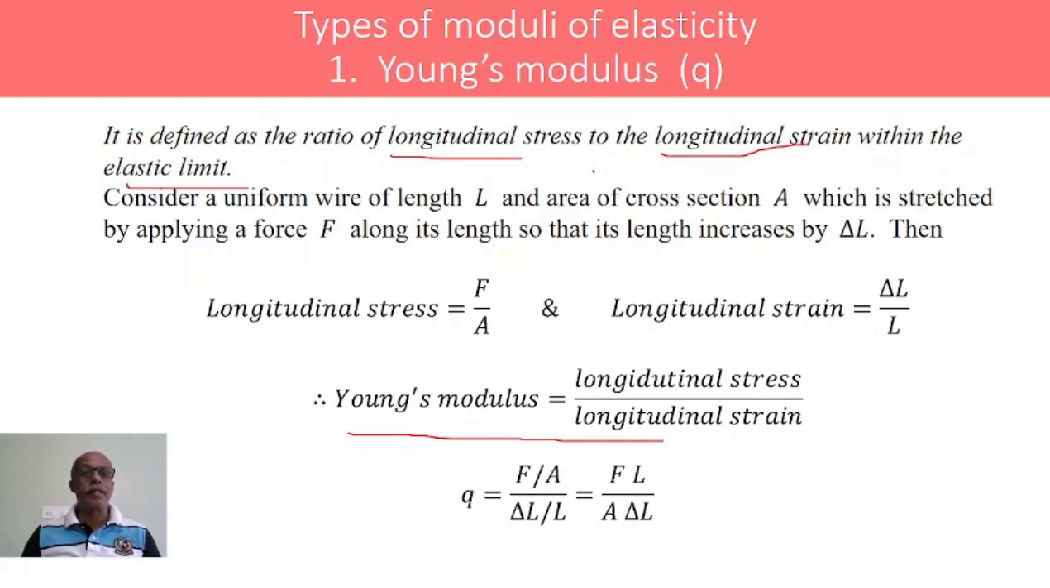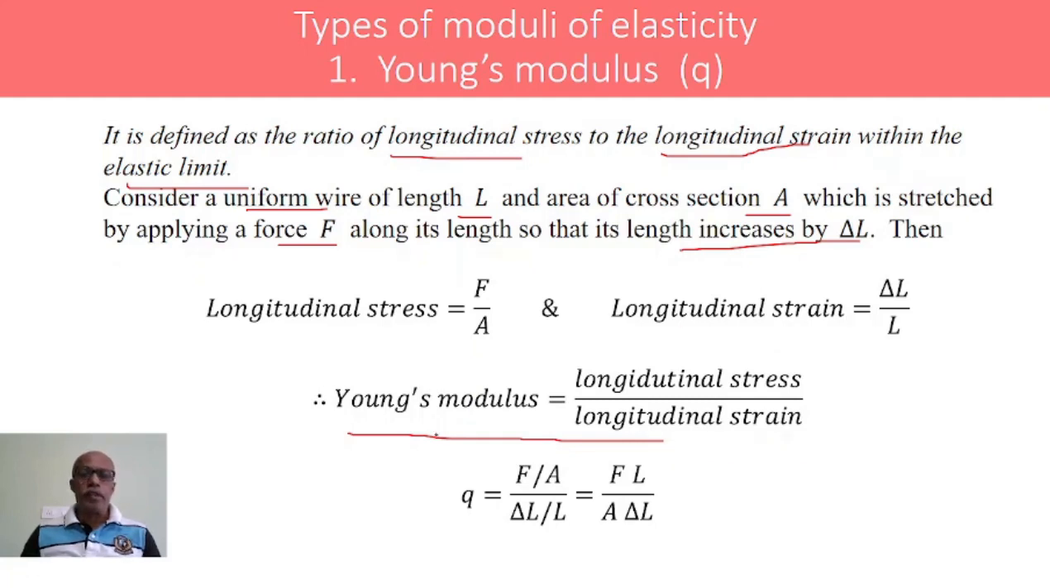For this, we are considering a uniform wire having a length L and area of cross section A. A will be equal to pi r square, where r is the radius of the wire. This wire is subjected to a force F along its length. Because of the force acting along the length, the wire is extended, and the increase in length of the wire is taken as delta L.